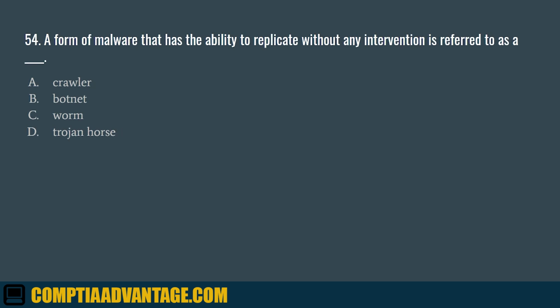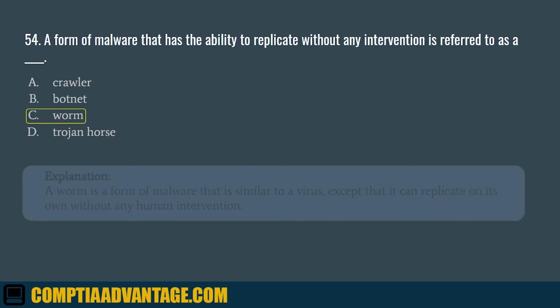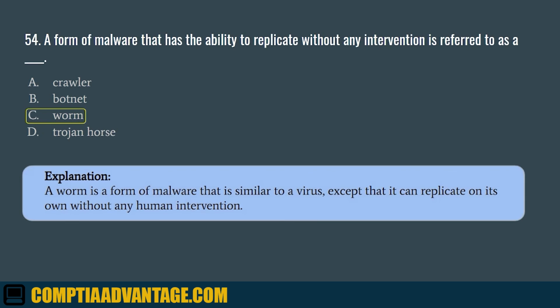Question 54. A form of malware that has the ability to replicate without any intervention is referred to as A. Crawler. B. Botnet. C. Worm. D. Trojan horse. The correct answer is C. Worm. A worm is a form of malware that is similar to a virus, except that it can replicate on its own without any human intervention.